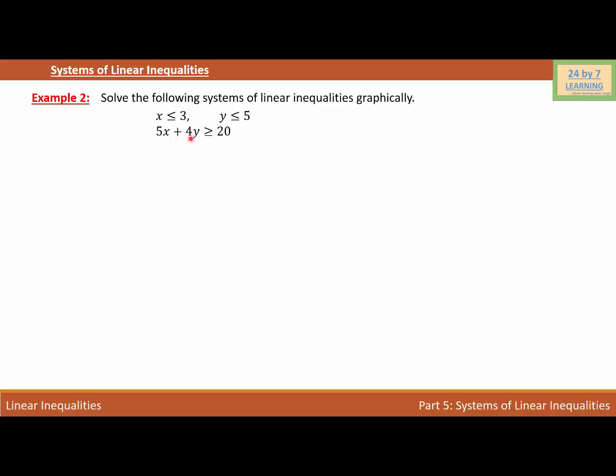Systems of linear inequalities. Example. Solve the following systems of linear inequality graphically, where x is less than or equal to 3, y is less than or equal to 5, and 5x plus 4y is greater than or equal to 20.